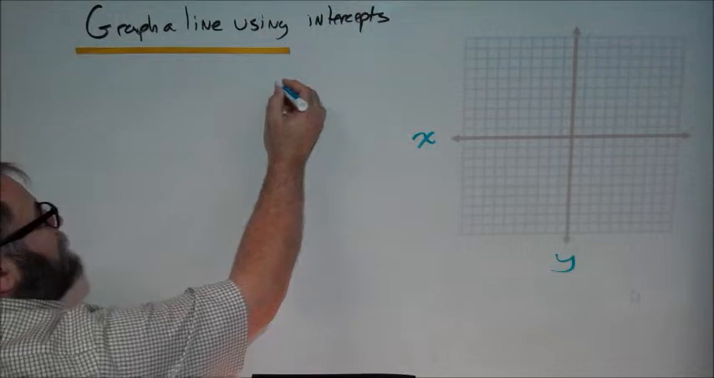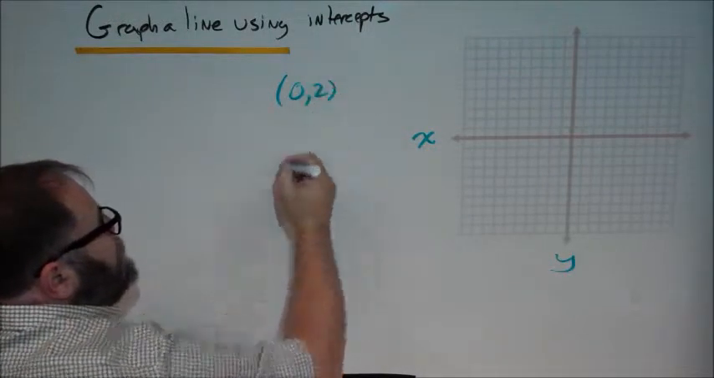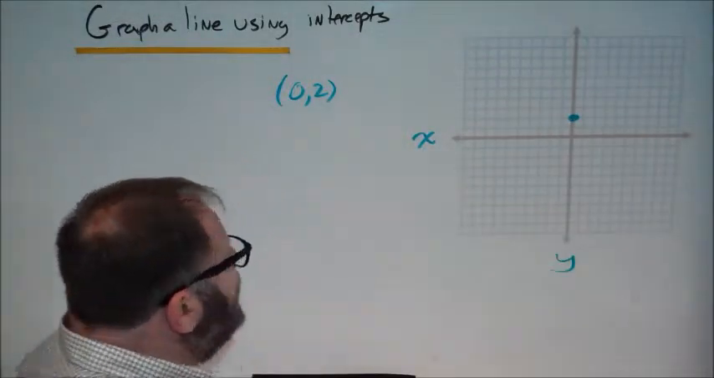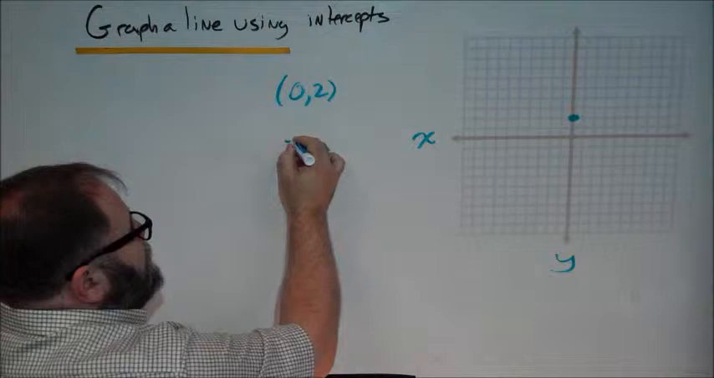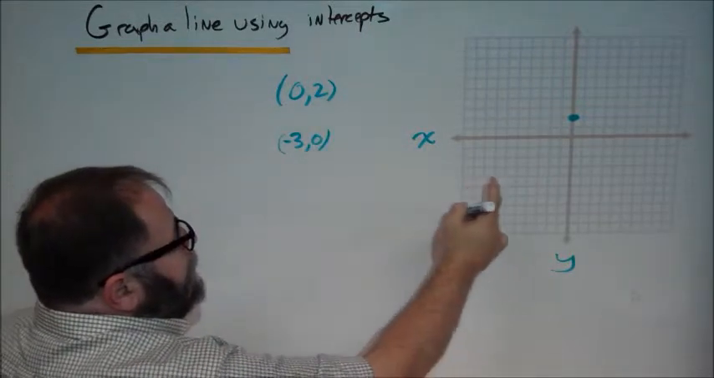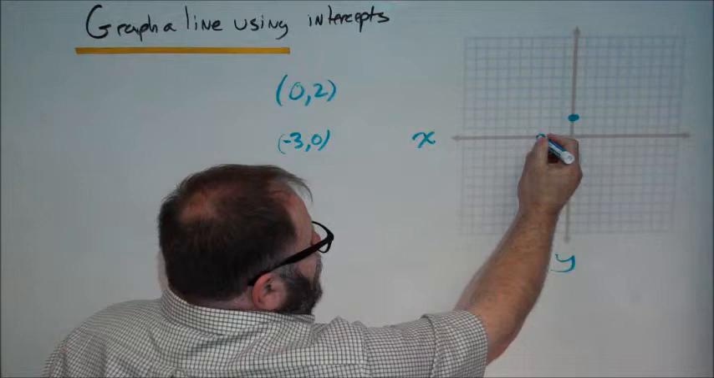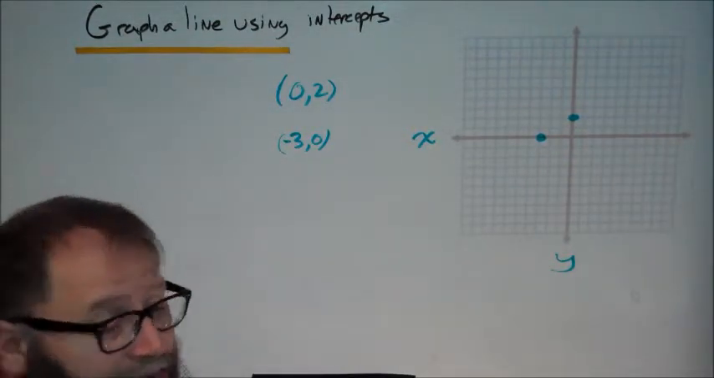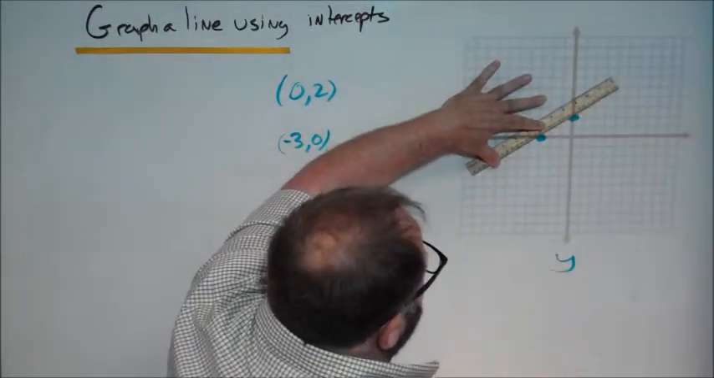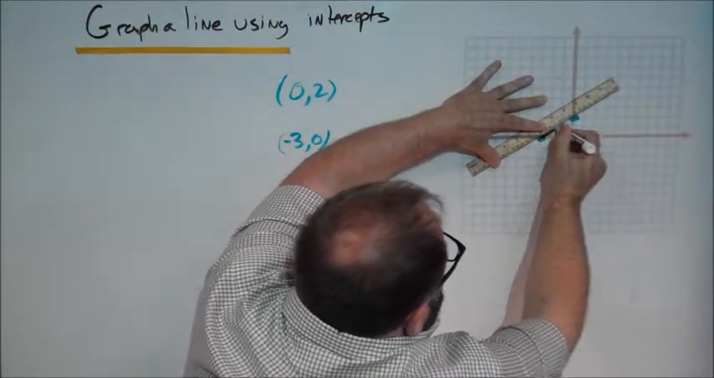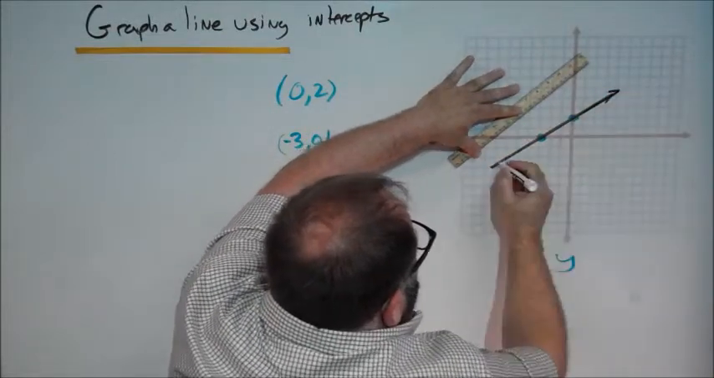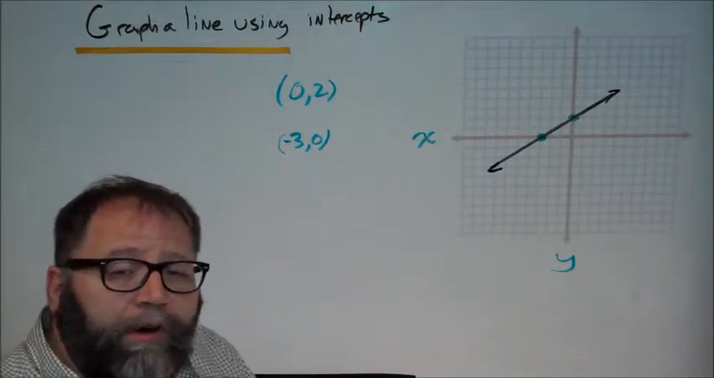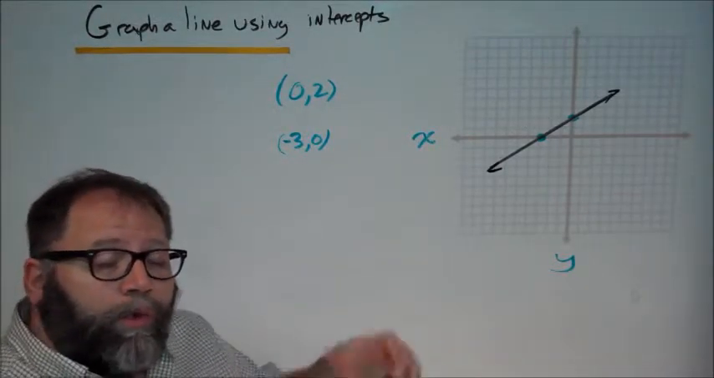So if I did know what the y-intercept was, let's say 0 on the x, 2 on the y, and I knew what the x-intercept was, let's say it's negative 3, 0, that means it's going to cross the y-axis there. Because I know those 2 points, I can then graph that line just like so. That's graphing with intercepts.